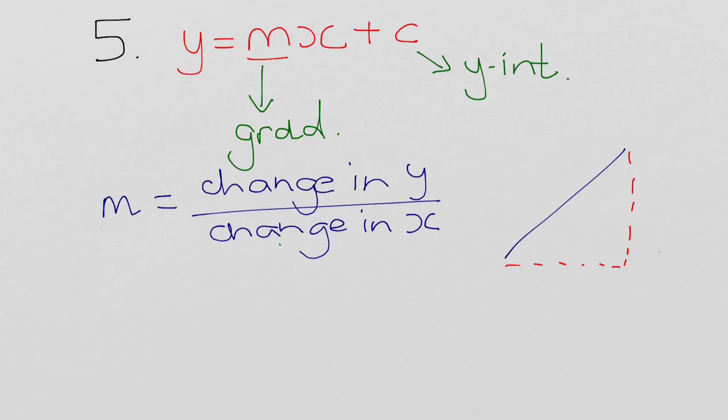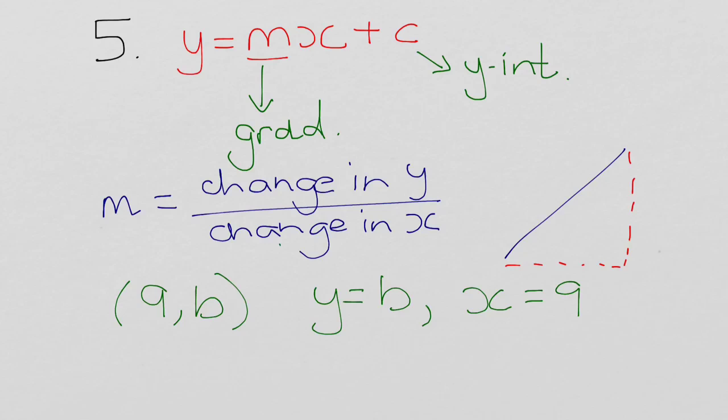You are then asked to find the value of b at the point 9b. All you're doing here is letting y equal b and x equal 9 and putting them into your equation that you've just made.